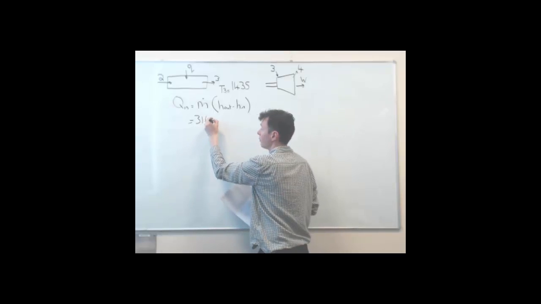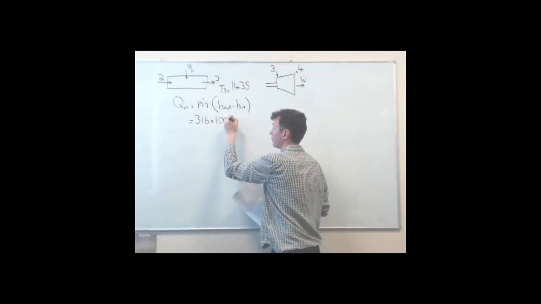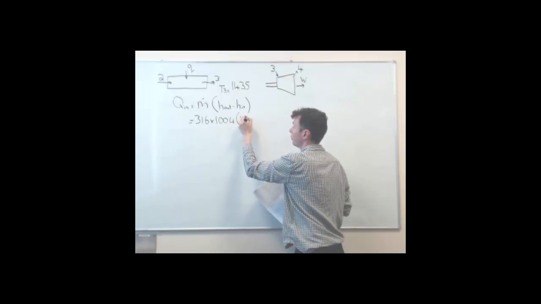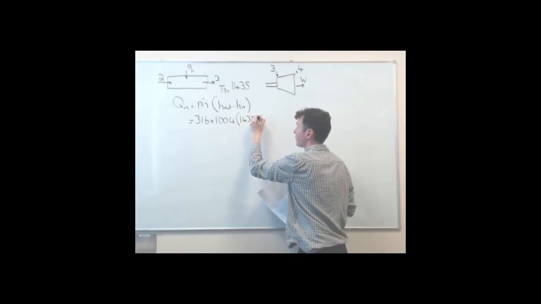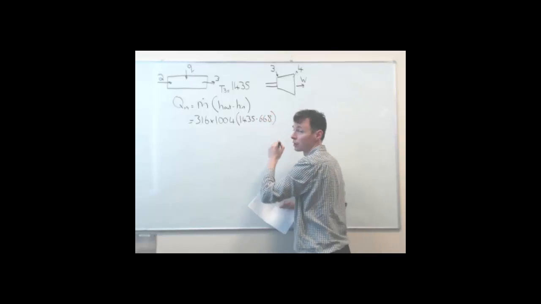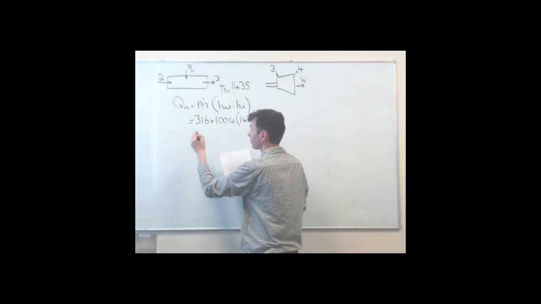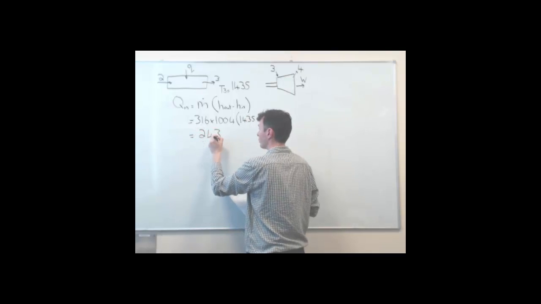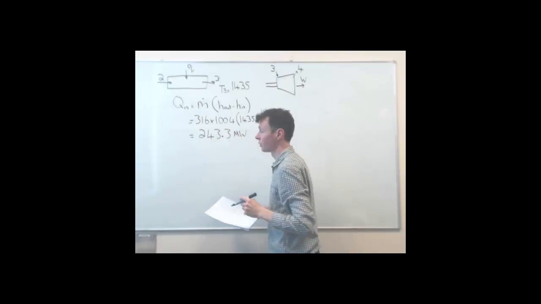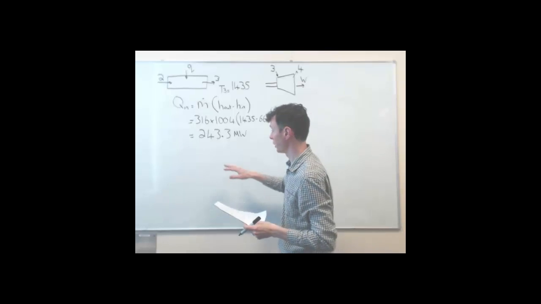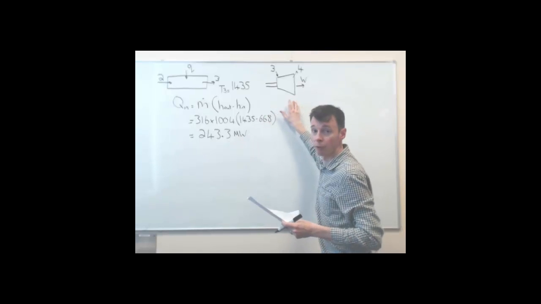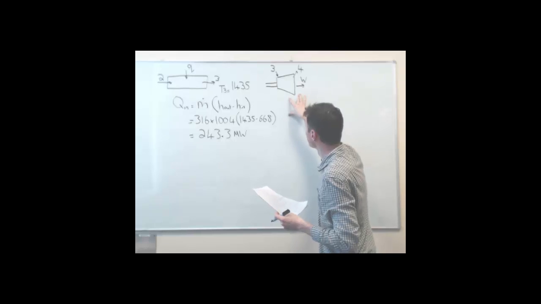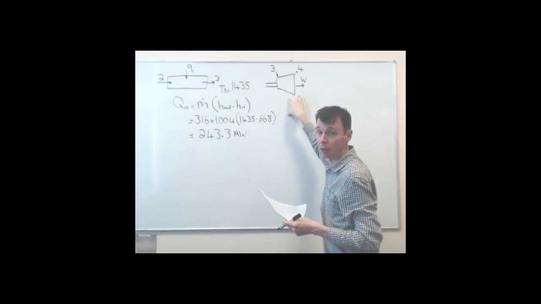So 316 times 1004 times 1435 minus 668. So 243.3 megawatts of heat. Okay, now moving on to the expansion of the gas. This is where we get the work out. Again, we're going to neglect kinetic energy.